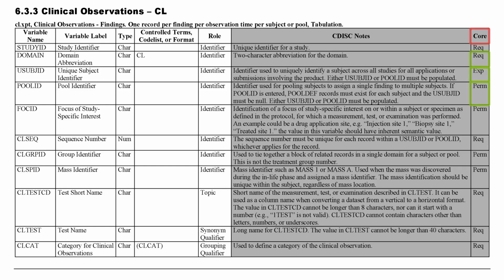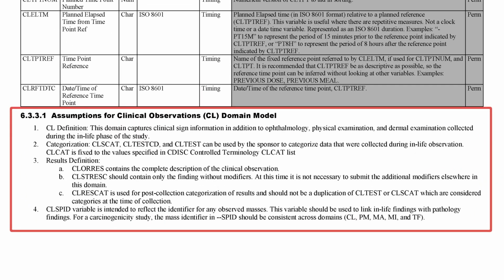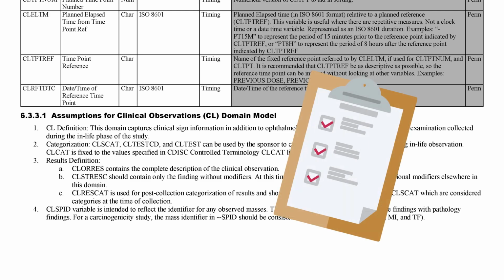for the domain. Assumptions are listed below each domain specification table and provide a definition of the domain and how it is used. Assumptions may provide further instruction on which concepts should or should not be represented in the domain, and may provide direction on how specific variables should be used in various use cases. Assumptions are important and should always be reviewed before attempting to implement the domain.